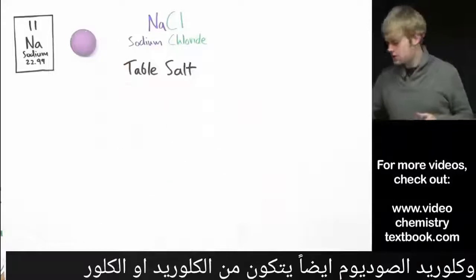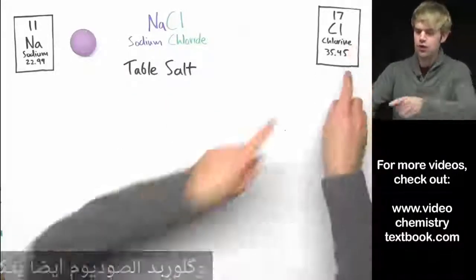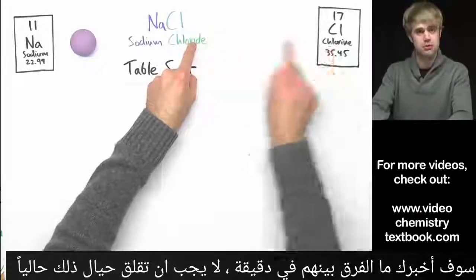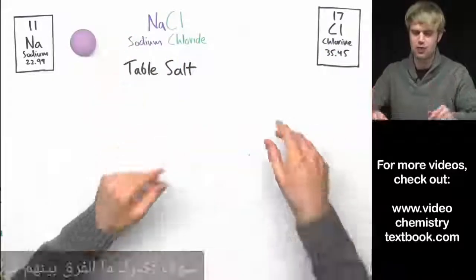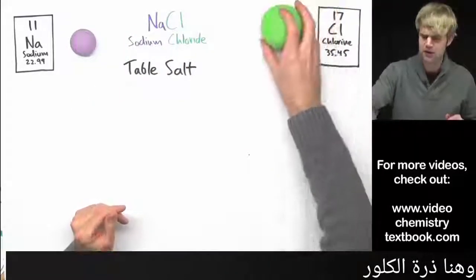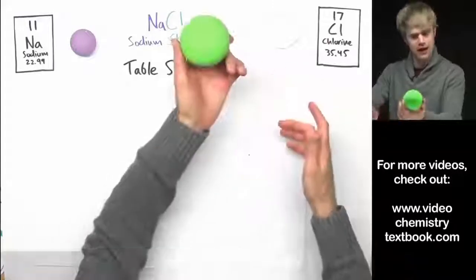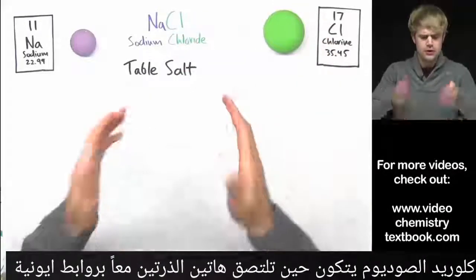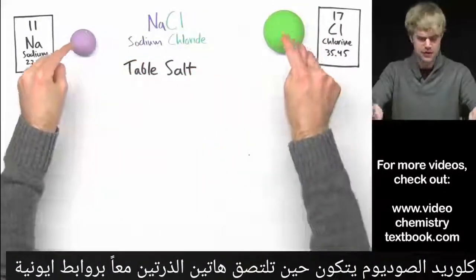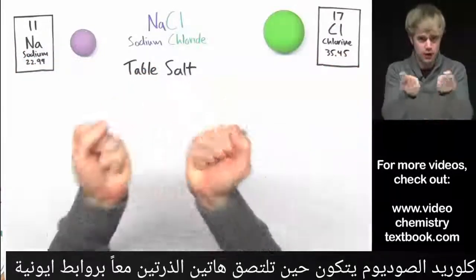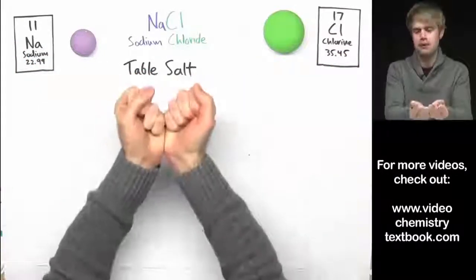And sodium chloride is also made of chlorine or chloride. I'll tell you what the difference between those is in a minute, but you don't have to worry about it right now. And here's a chlorine atom. Now, sodium chloride happens when these two atoms come together, when they're glued together by ionic bonds.